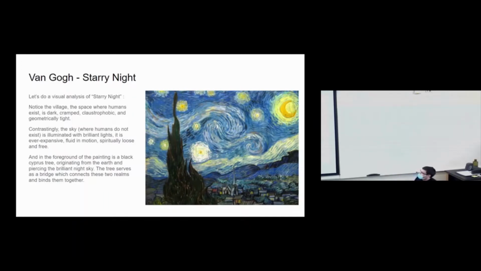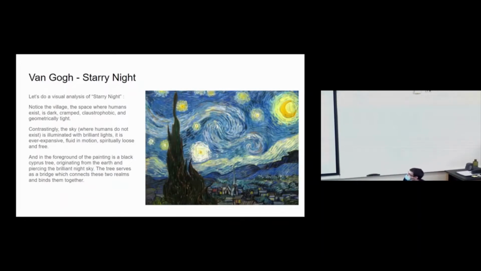Now, the first thing that I notice is the town. So at the bottom, we have all these houses. We have all these towns. And what I notice about this town is that it's very dark, it's cramped, it's claustrophobic, and it's geometrically tight. Also notice the painting techniques that Van Gogh used to paint the town. You see a lot of bold, sharp, straight lines, all smushed together. These houses look like they're on top of each other. It doesn't look like a place that I would go and enjoy myself. It looks like a place where I would feel cold, I would feel cramped, I would feel claustrophobic.